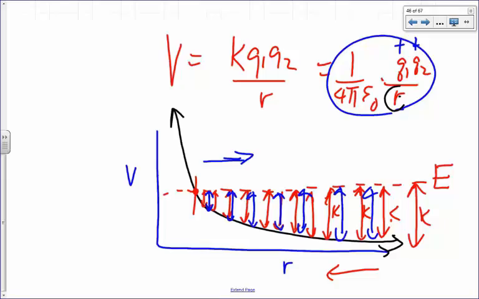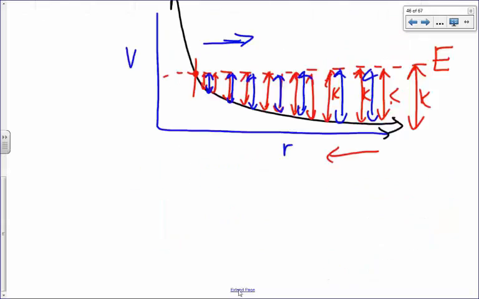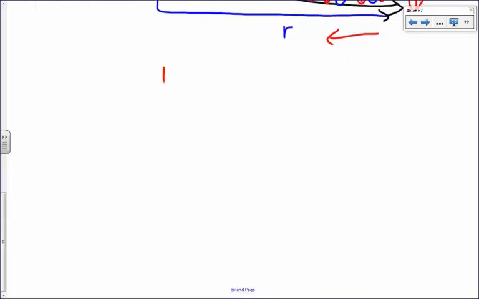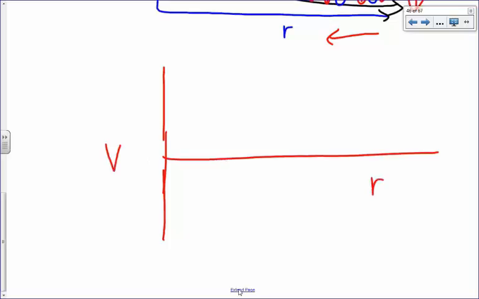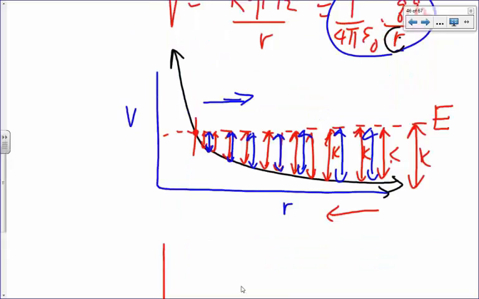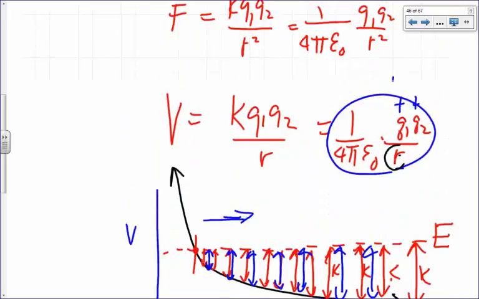Now, let's relate that to the expression for a proton and an electron. What would the plot look like? This time around, I have a proton and an electron. So Q1 Q2, this whole expression is going to be negative, right? So what does that give you?